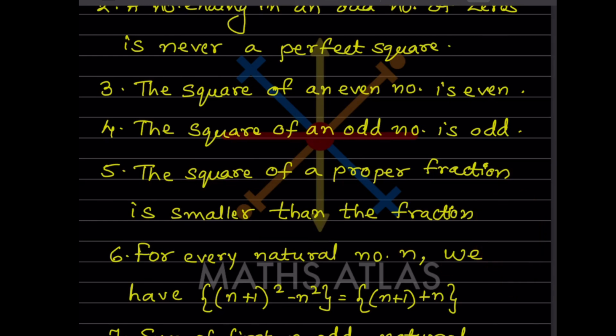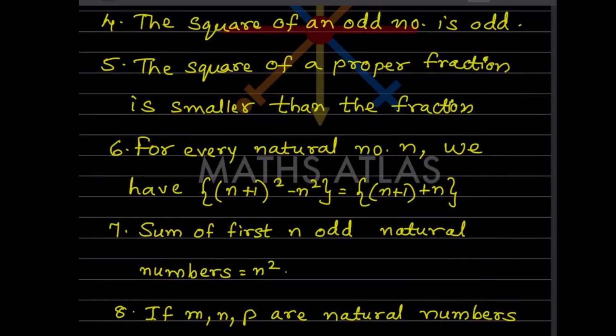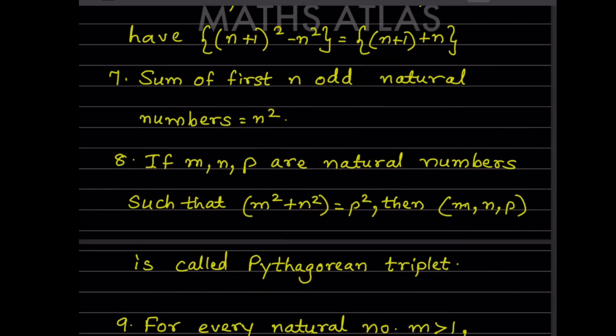For every natural number n, we have this formula you have to remember: (n plus 1) whole square minus n square is equal to n plus 1 plus n. You have to learn this formula as well. The sum of the first n odd natural numbers is n square. Again, this formula you are going to need.